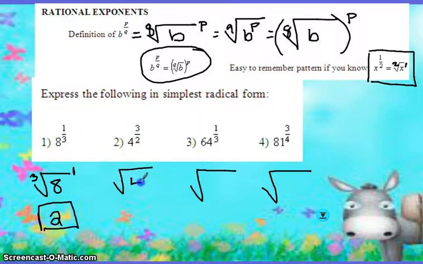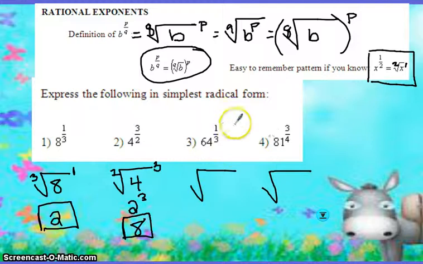Same thing here. We're going to fill the 4 in. The denominator becomes the index. The numerator becomes the power. I tend to write the powers on the outside here because I normally try to evaluate the roots first, but it's up to you. I know the square root of 4 is 2, so this would leave me with 2 cubed, in other words, 8.